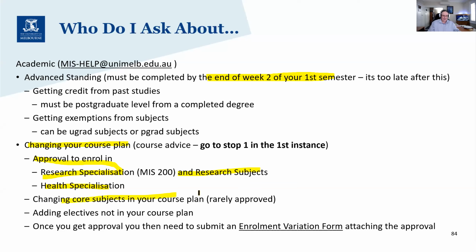Changing core subjects in your course plan is very, very hard to do. I think I've approved something like 3 in the last year out of 200. Adding electives in your course plan happens all the time. Essentially, once we go through, we check things, make sure you got permission, make sure you're allowed to do it. We'll tell you to do a course enrollment form, and we'll post that to you in the email. It's all done online these days for changes.